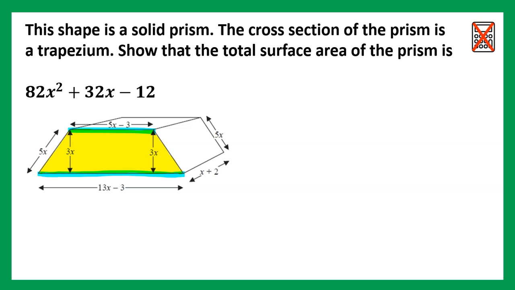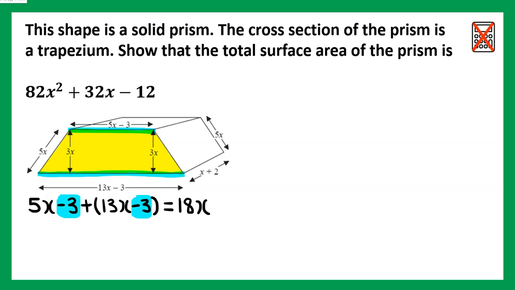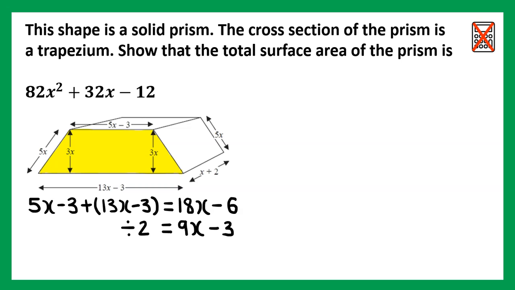The parallel sides are these two here, so find the sum of these, or add them: 5x minus 3 plus 13x minus 3. Collecting like terms, I have 5x and 13x, which is 18x, and negative 3 adding negative 3 is the same as negative 3 take away 3, which is negative 6. Next, you need to half the sum of the parallel sides. So dividing this by 2 is 9x minus 3.